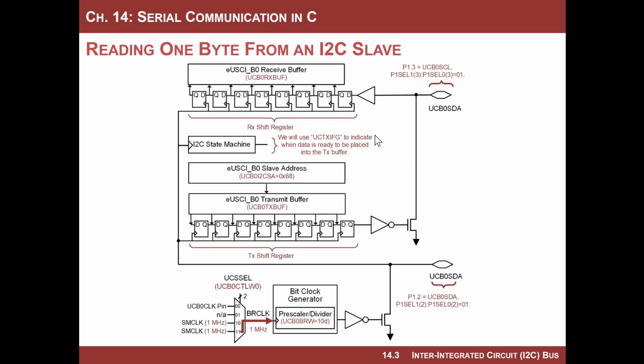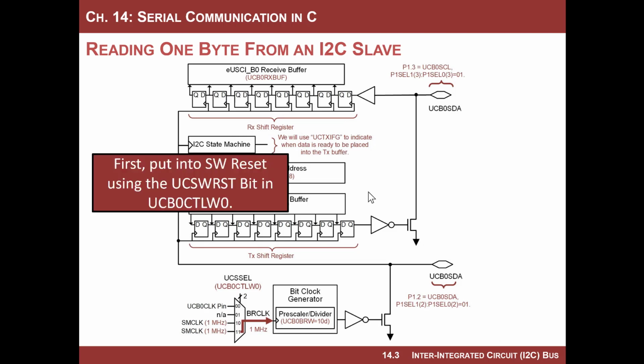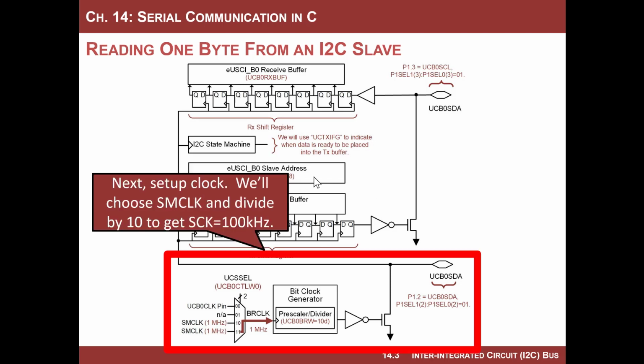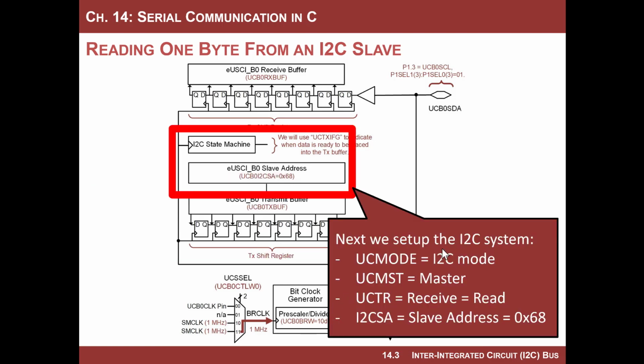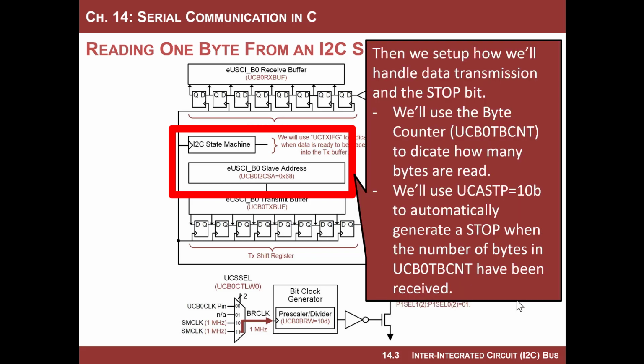So let's go through the quick setup. Here's the block diagram of the I2C system on the MSP430. We first put it in software reset to do our configurations. We configure a 100 kilohertz serial clock, or SCL, by choosing SMCLK, which is 1.048 megahertz, and then doing a prescaler of 10. We set the mode to I2C, set it up to be master, and this time set it up to be a read. That's the big change from the last one. Then for the slave address, we drop in the hard-coded 68 hex for the real-time clock from Adafruit.